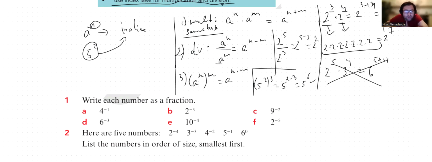And one bonus: any number, it doesn't matter which number, to the power of 0 is equal to 1. For example, 5 to the power of 0 is 1. 2 to the power of 0 is 1.